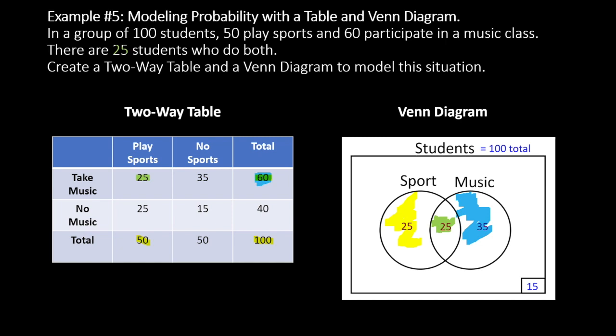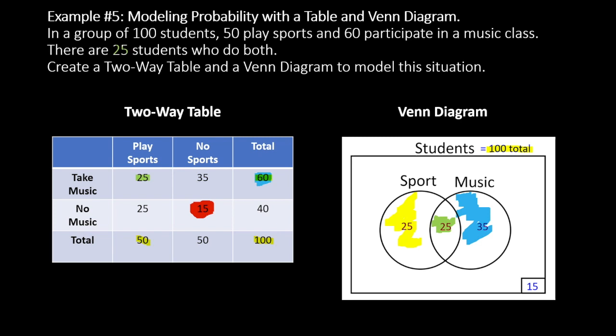And then last thing you want to do is go back and make sure that all of your numbers add up to your total. So we were given that 100 students in total were surveyed. And so if I add these three numbers up, 25 plus 25 plus 35, that doesn't add up to 100. I'm missing some people. Well, the people that I'm missing are the 15, these guys over here, who don't play a sport and they don't take a music class.